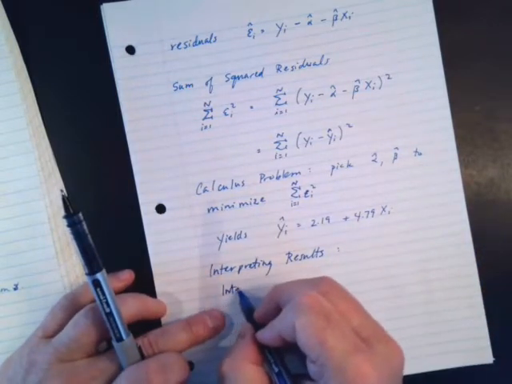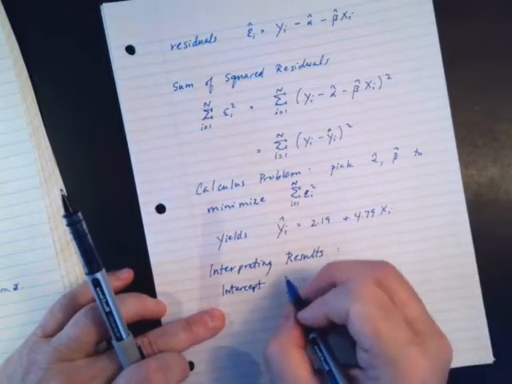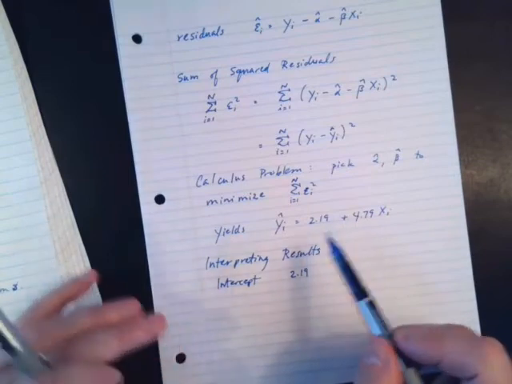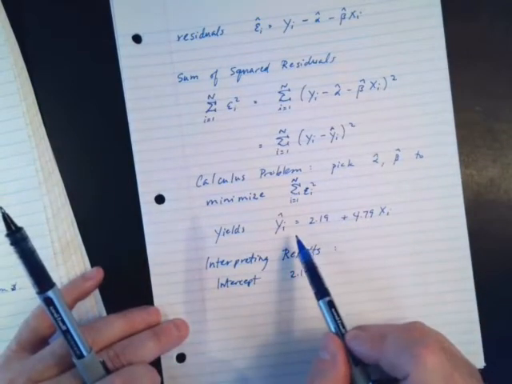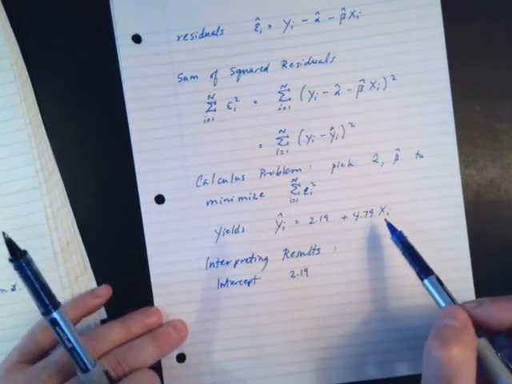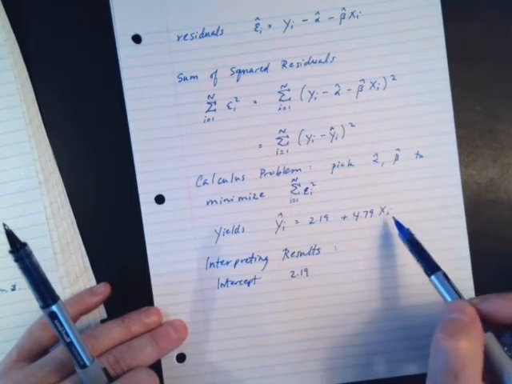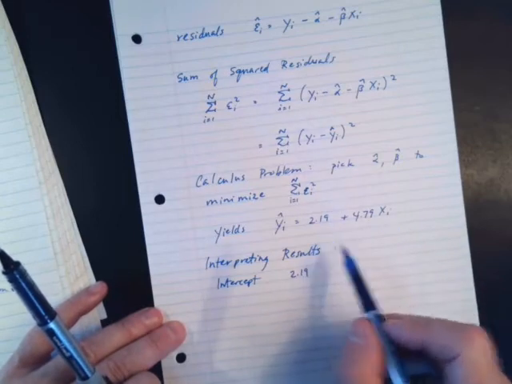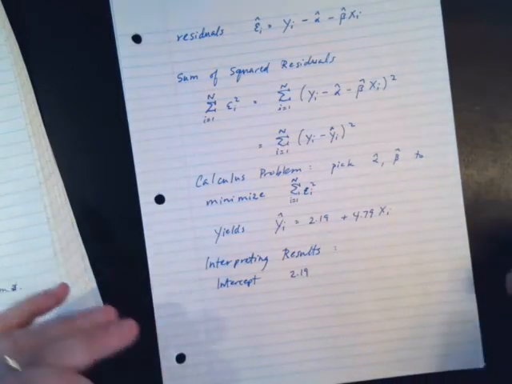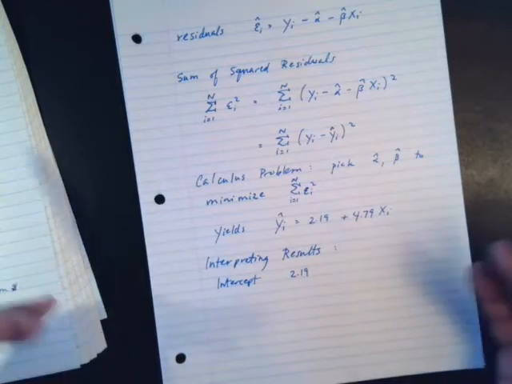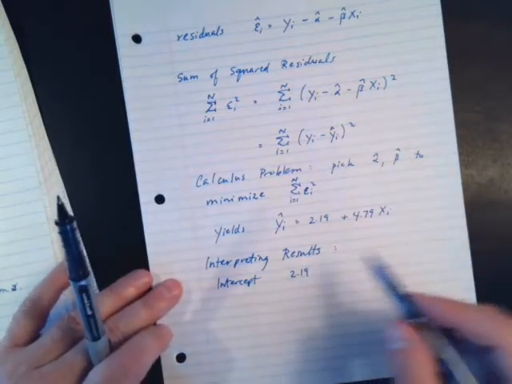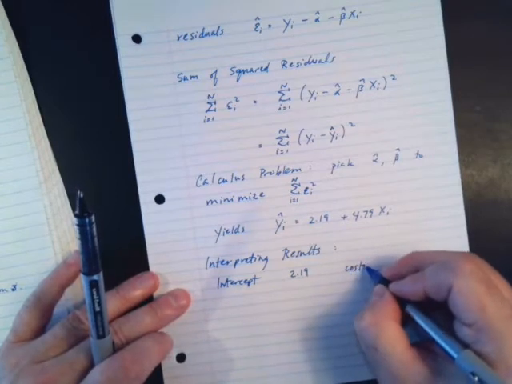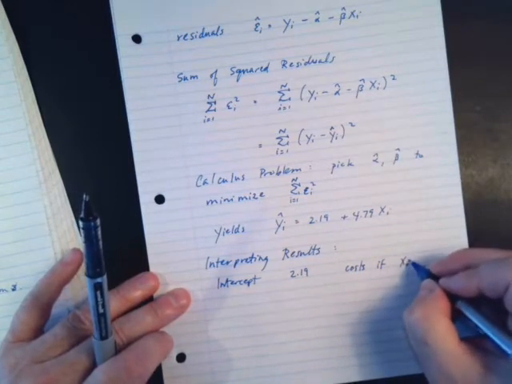So the intercept, in this case, is 2.19. What that means is, in this sample, if you had a utility that didn't generate any output over a year for some reason, it would still have costs of 2.19 million, or at least that's what you would predict. So it's got certain fixed costs, in this case 2.19 million. So these are the costs if x equals 0.